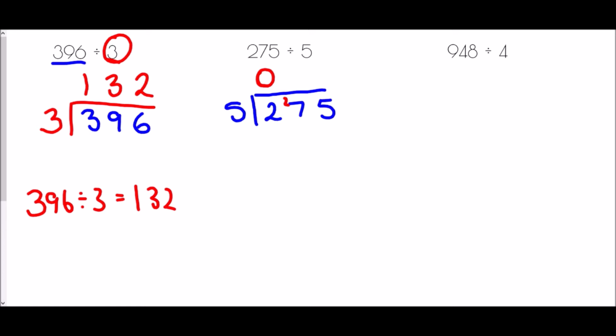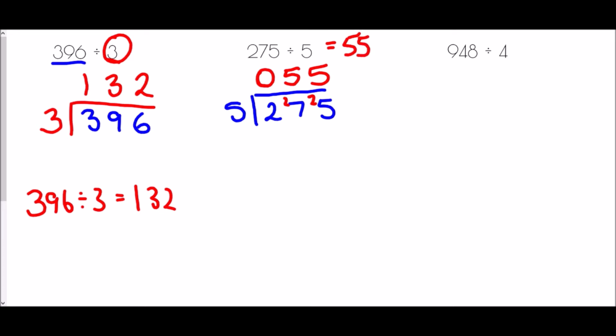So the question is, how many times does 5 go into 27? Well, 5 goes into 27 5 times, because 5 times 5 is 25. But again, we haven't used all of the 27. We only got up to 25, so there were 2 left over. And so we carry that 2 over, and we're now looking at how many times 5 goes into 25. Well, that goes in exactly 5 times, and so we have finished our calculation. 275 divided by 5 is 55.